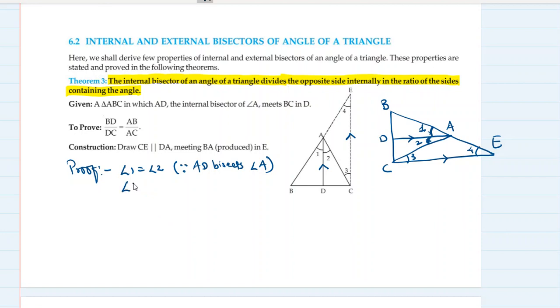Next is angle 2 is equal to angle 3. Why are angle 2 and angle 3 equal? Since AD is parallel to CE, AD and CE are parallel, so 2 and 3 are which angles? Alternate interior angles are equal since AD is parallel to CE. Angle 2 is equal to angle 3.